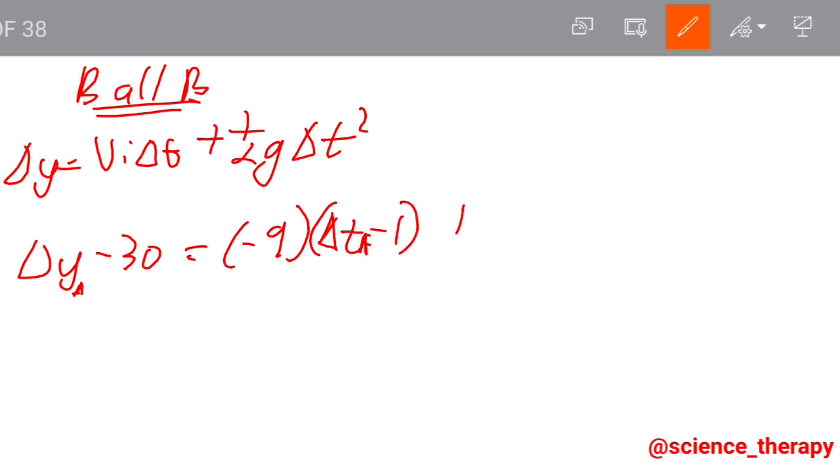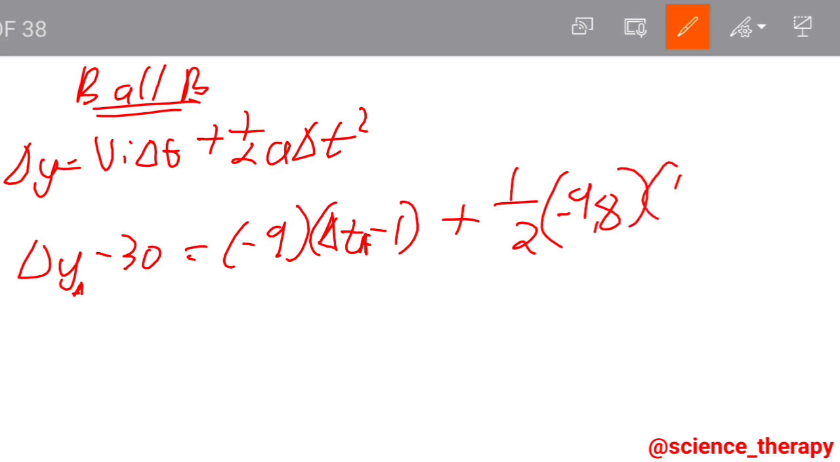Then plus half, so let me put A here. Remember, it can be A or G. Then our acceleration is negative 9.8, and then delta T, remember now we have that and then it's squared, right? Our delta T is delta T of A minus 1, then now it's squared. Now that means we have delta Y of A. We can just transpose the 30 now. Then here, okay, let's not transpose it yet.